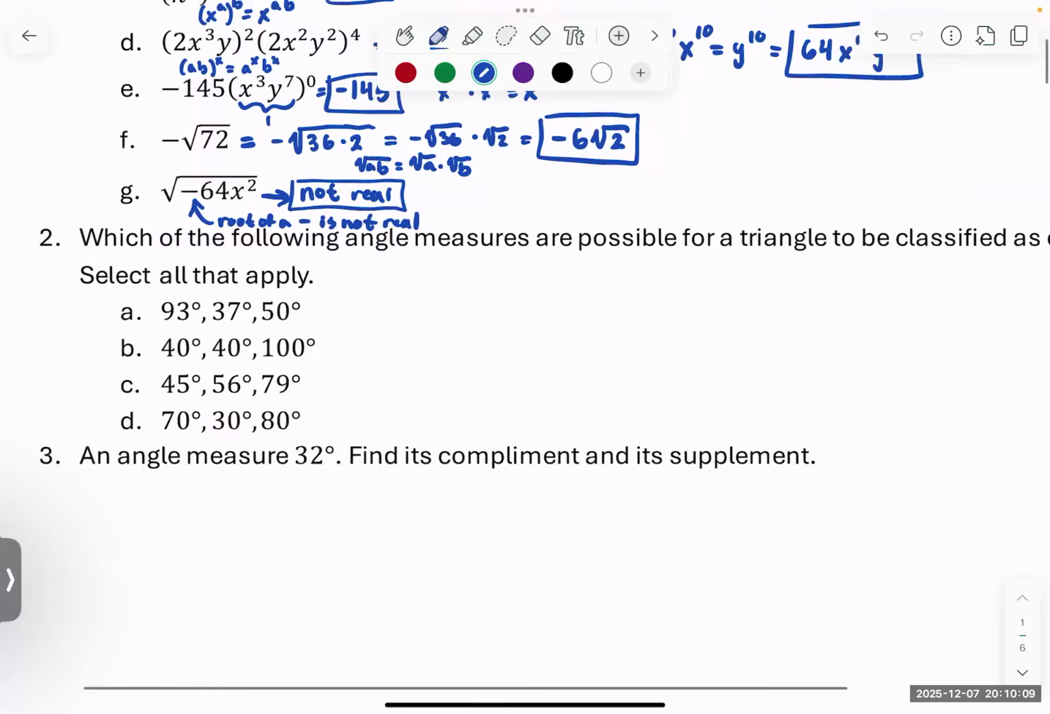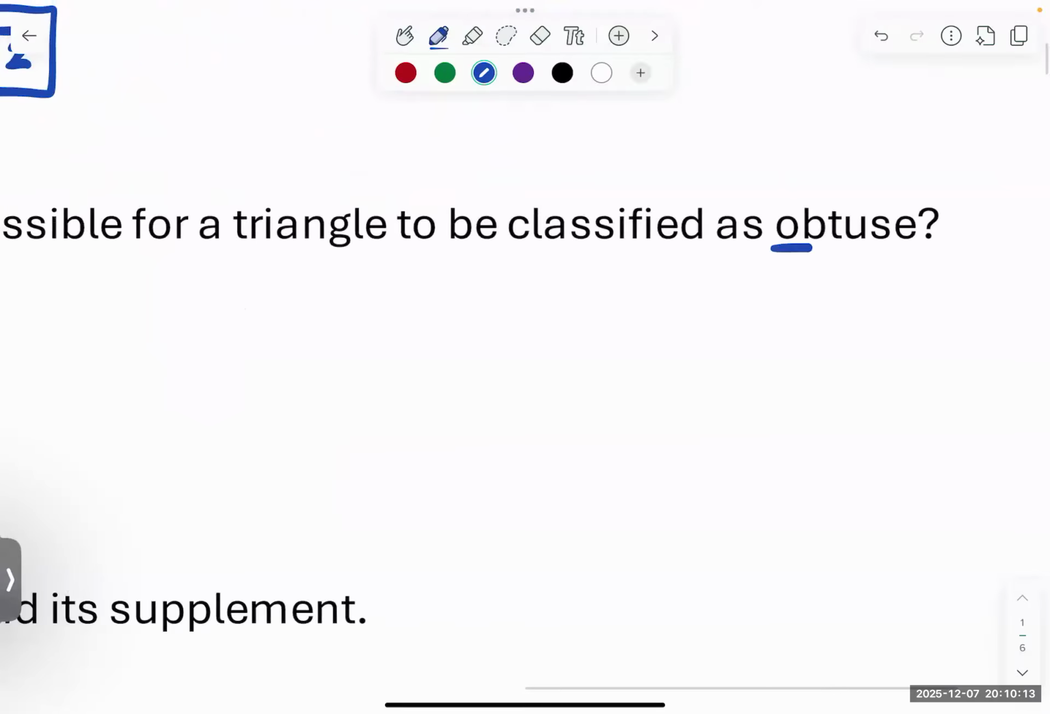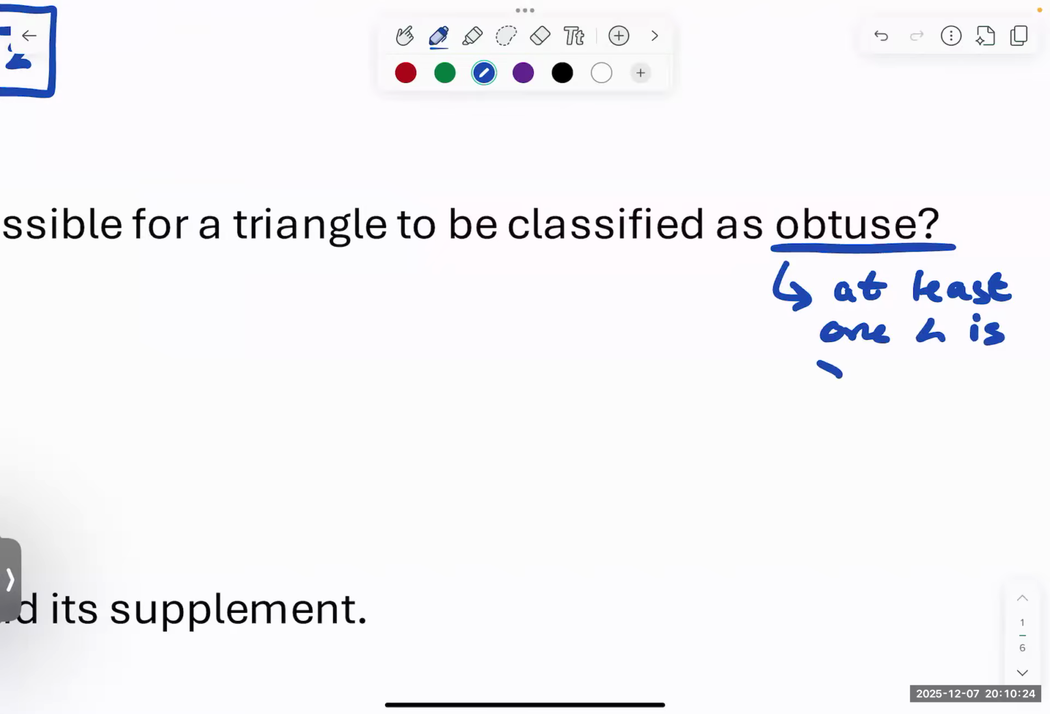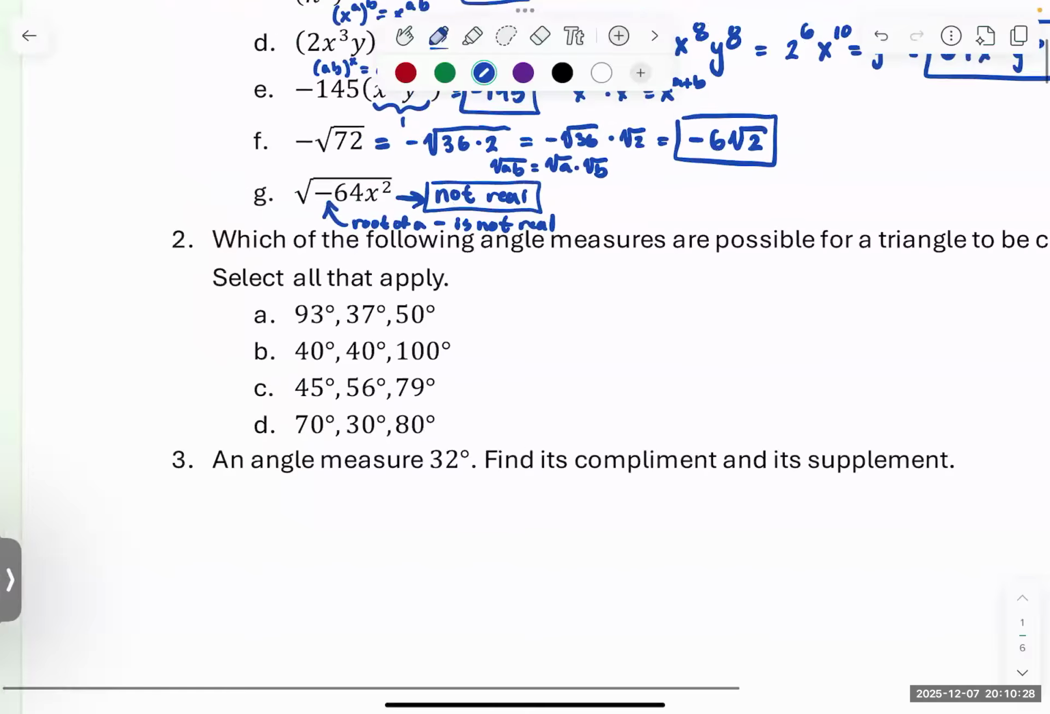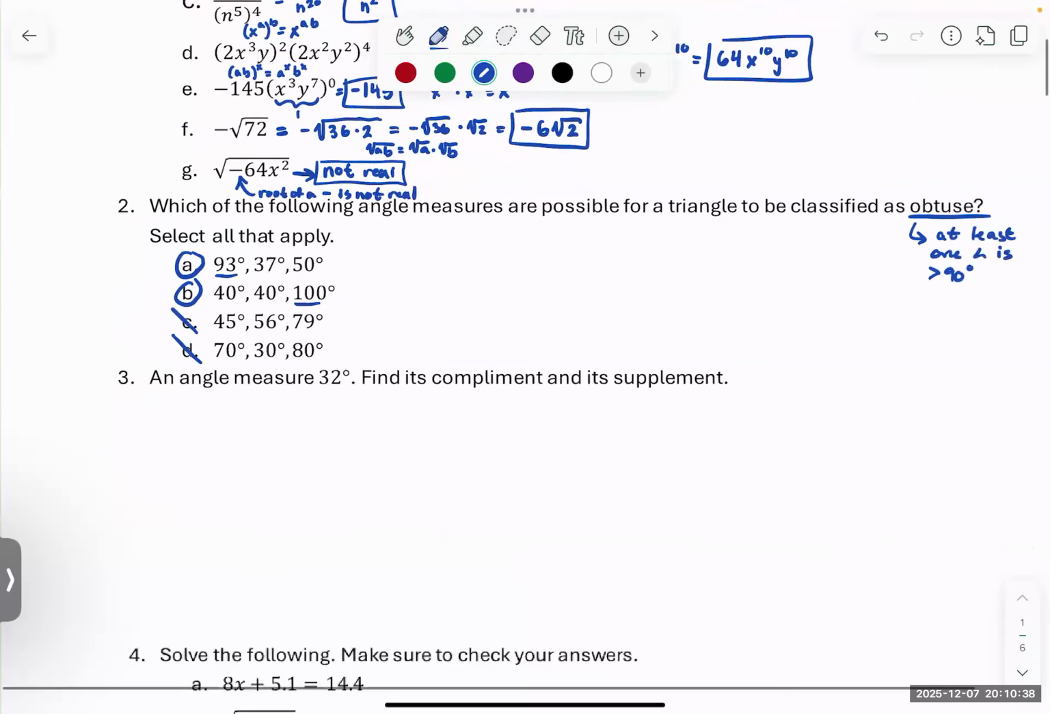Which of the following angle measures are possible for a triangle to be classified as obtuse? At least one angle is greater than 90 degrees. Okay, so let's see. This one, definitely yes. C, no, and D, no, because none of them are 90 degrees or greater. Super.